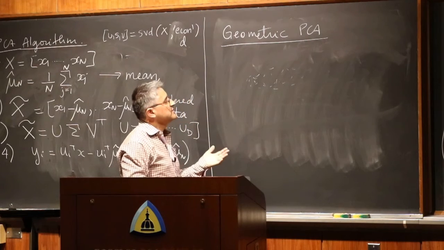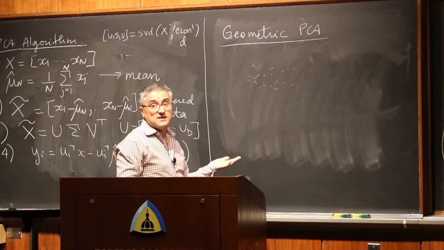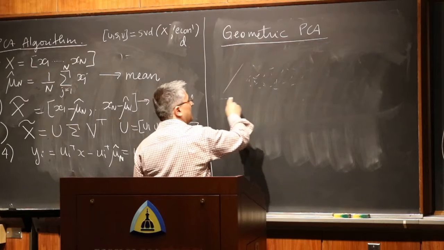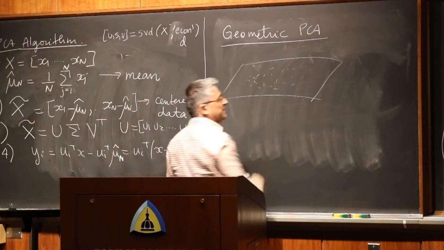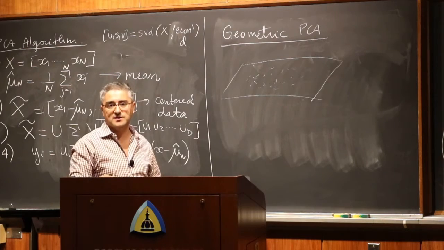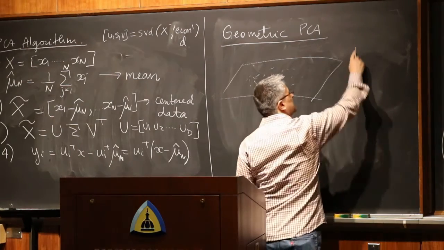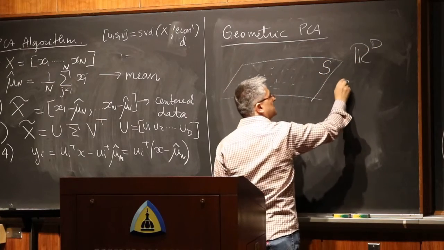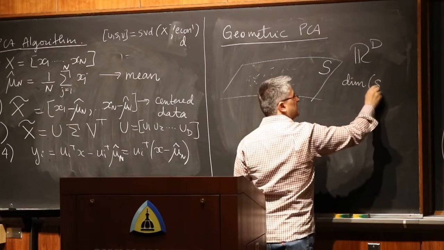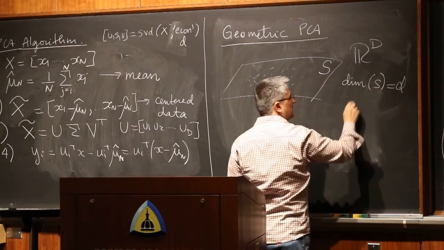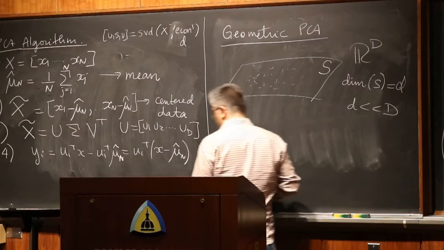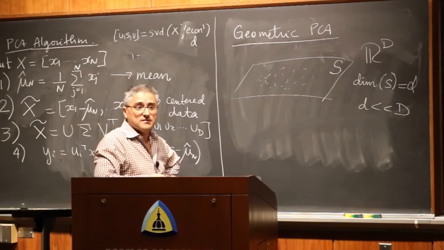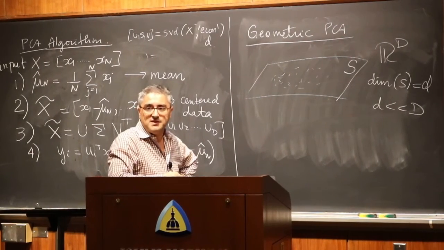So the idea of geometric PCA is simply to say, if that is the case, then even though the ambient dimension is really big, the data must lie in some sort of subspace of smaller dimension than the ambient dimension. So this is R^D, the ambient space, and this is some subspace S. The dimension of S is little d, and this little d is much smaller than the capital D. That's the basics. Given data, the formulation is, can you find a subspace that passes through the data?